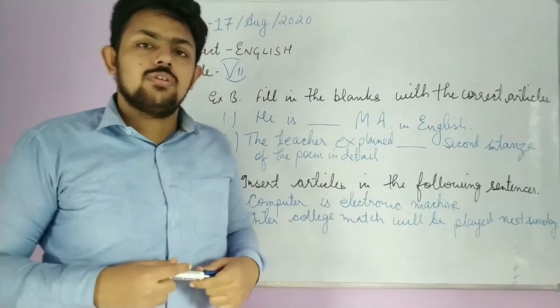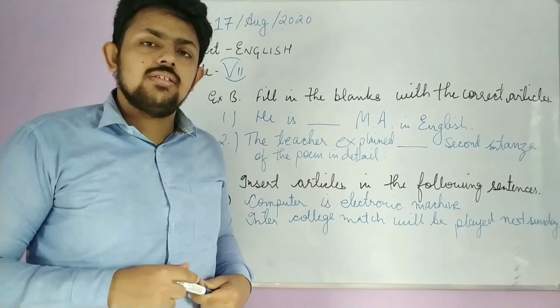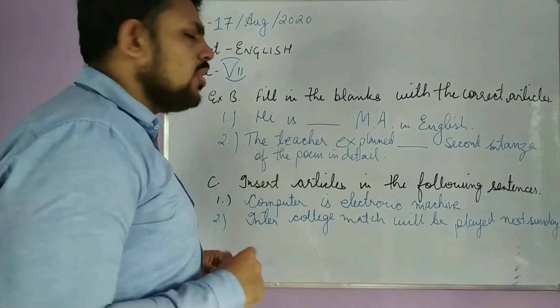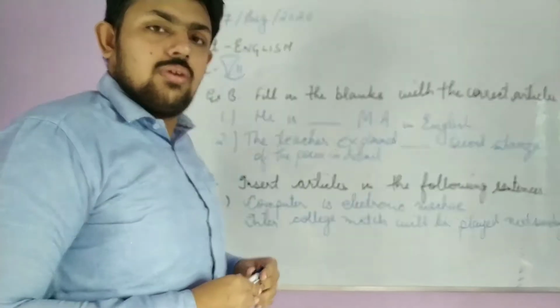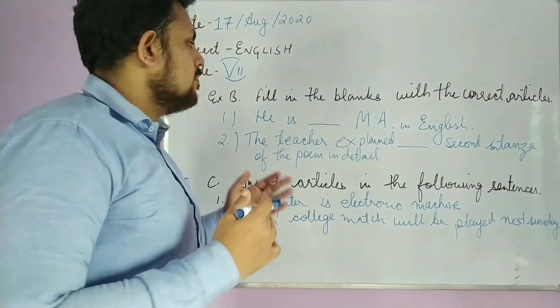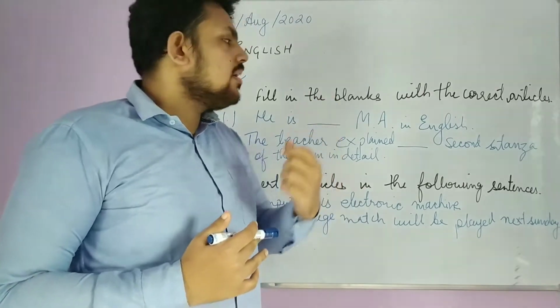Here we have exercises B and C, then we will move to the other exercises. So first of all, we will see exercise B. What you have to do in exercise B, let's see. Fill in the blanks with the correct articles. You have blanks in your sentences, and there you have to put the right article.